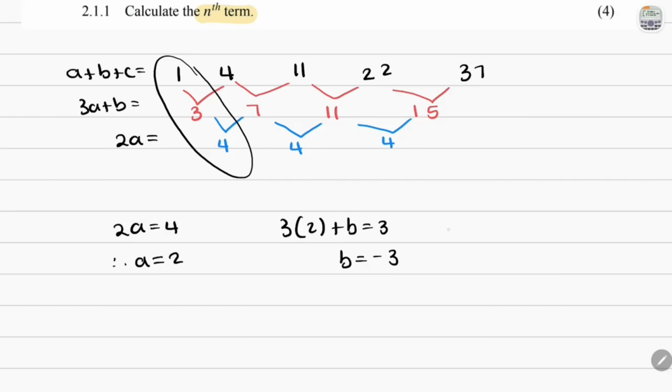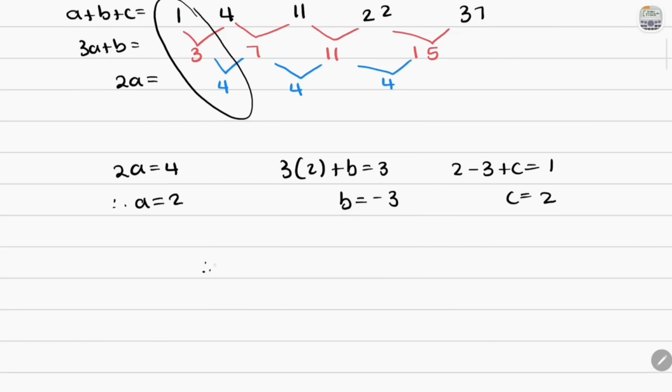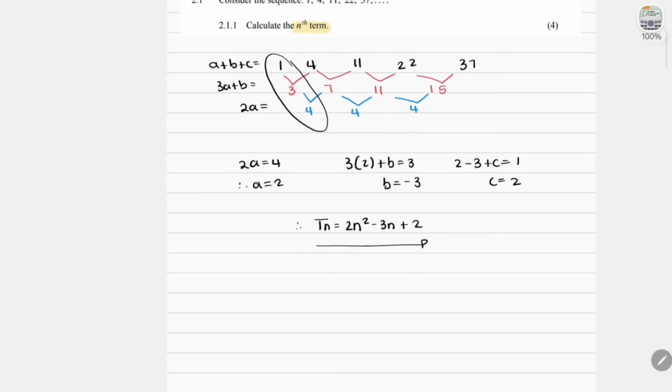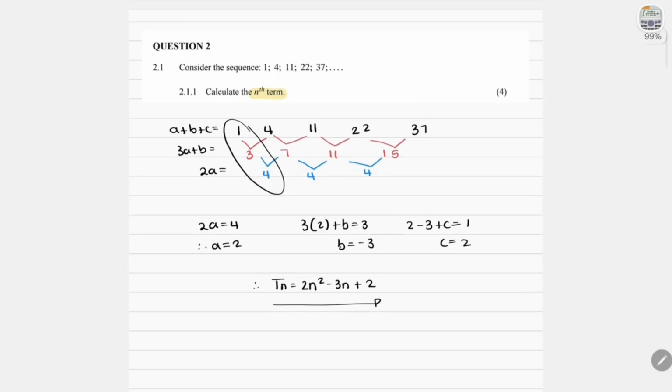And then a plus b plus c, so this is 2 plus negative 3, which is minus 1, plus c equals 1. And c is equal to, we have 1 here, 2 minus 3 is negative 1. When you transpose it, it becomes positive, so c equals 2. So therefore, the nth term of this quadratic sequence is Tn equals 2n squared minus 3n plus 2. And that is our answer. Moving on to the next question.